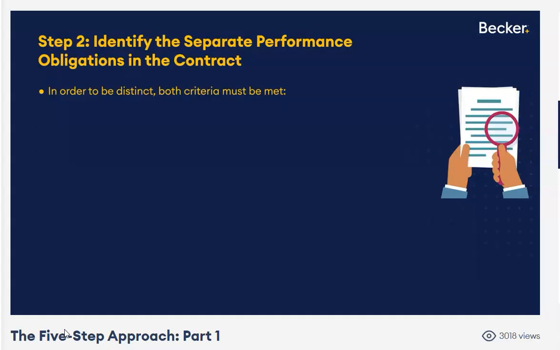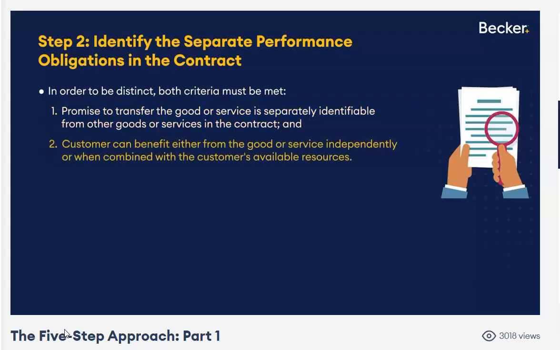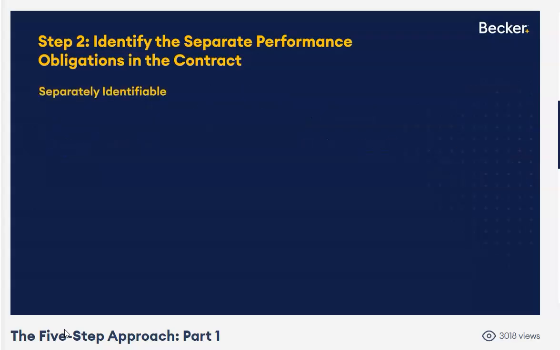Now, in order to be distinct, which is, of course, what you want, you want to be able to break it up into these bite-sized pieces and then recognize revenue as each separate, distinct, bite-sized piece, each separate performance obligation, is completed. One, it has to be separately identifiable, and it has to be that the customer could benefit from that item independently without anything else. Even though you're going to deliver other items, they could deal with this all on their own without anything else.